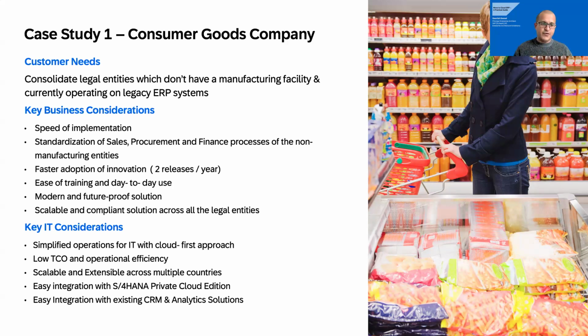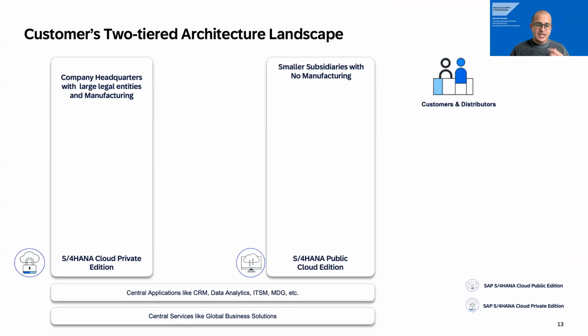And from an IT point of view, they wanted simplified operations and an easy-to-use solution with low TCO, scalable and extensible, compliant with local and international regulations, and with easy integration with the S/4HANA private cloud tier one of the headquarters. They also wanted a common layer of CRM analytics which was global in nature, right? So how did they go about this? Like I said, they started with 2 tiers.